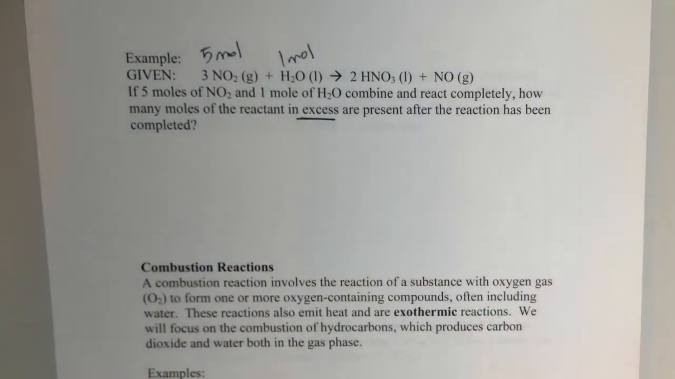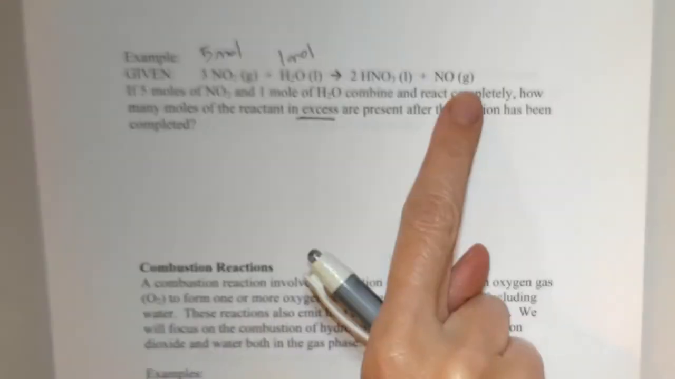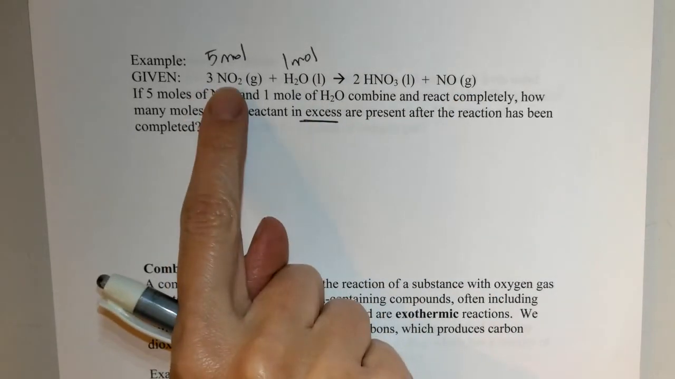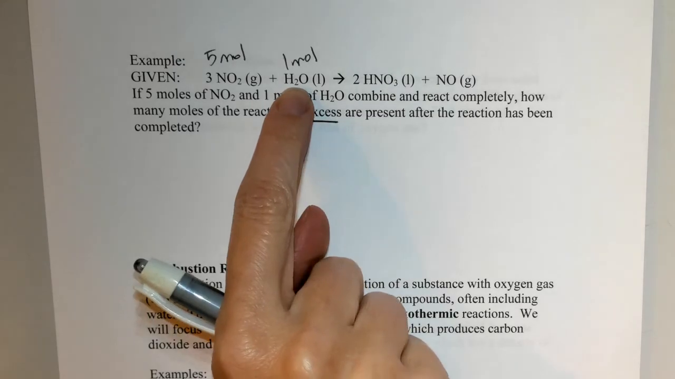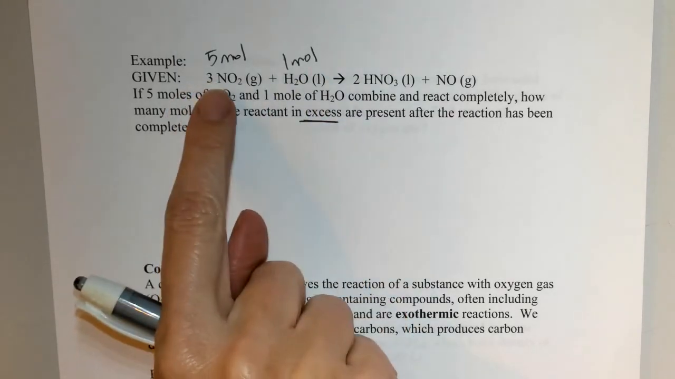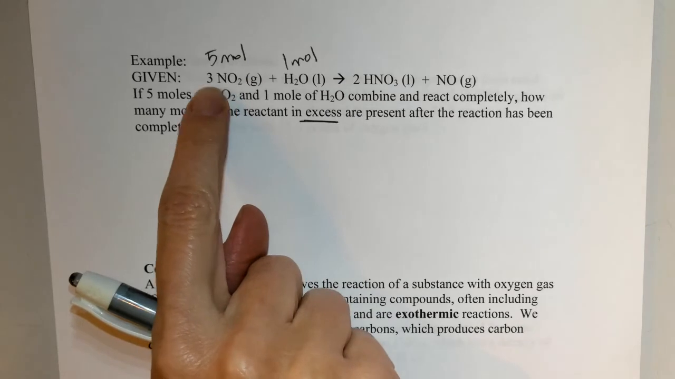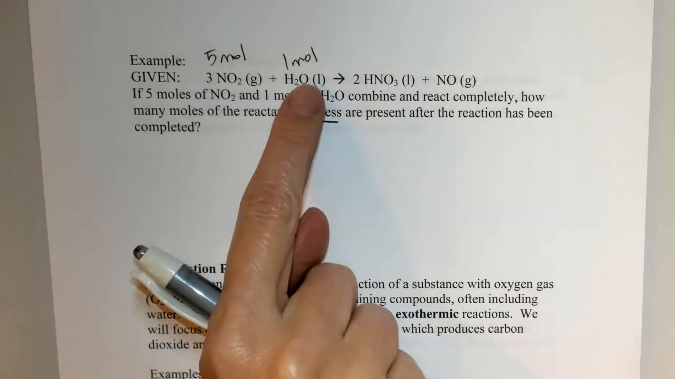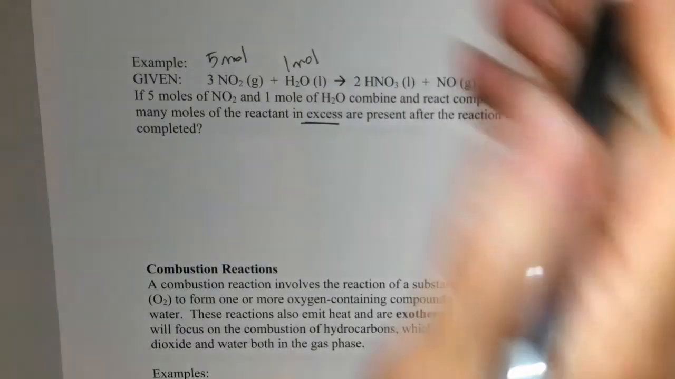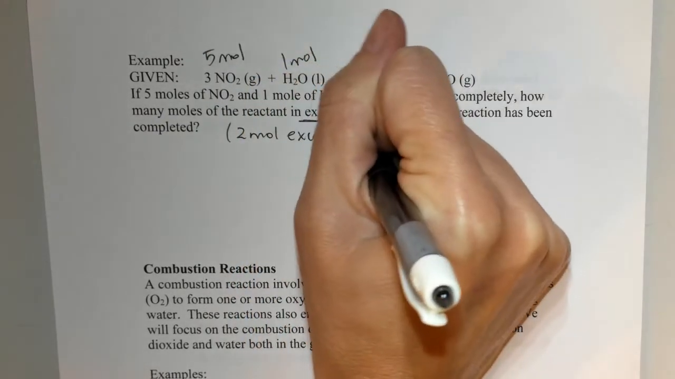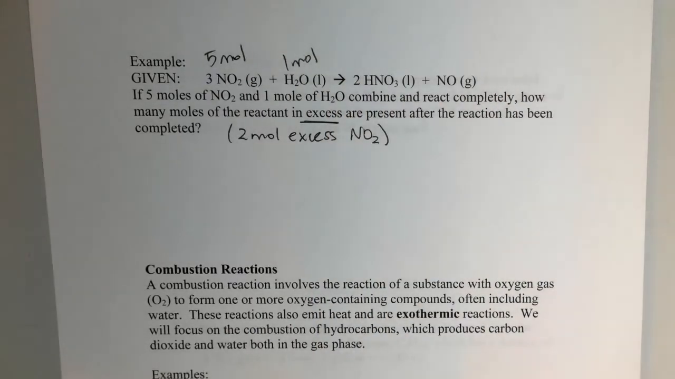is excess. So if you imagine when I do this reaction based on the balanced equation, I need 3 moles of NO2 and 1 mole of water to react together. If I have 1 mole of water, but I have 5 moles of NO2, I'm only going to use 3 of those to react with 1 mole of water. So that means 2 moles is going to be excess. All right. So let me just write that, it would be 2 moles of excess NO2. But instead, let's change this to mass.